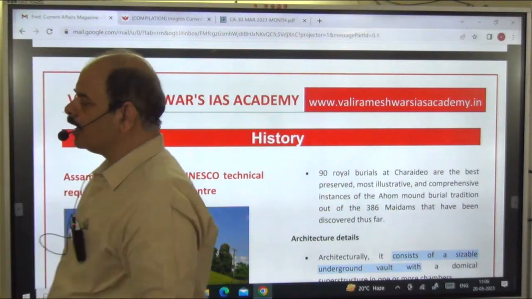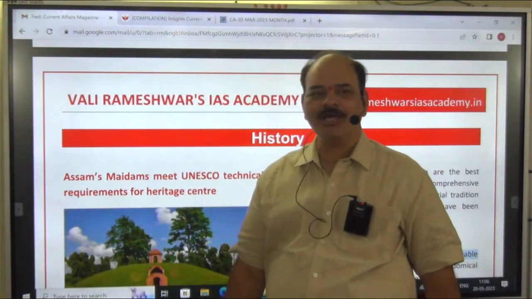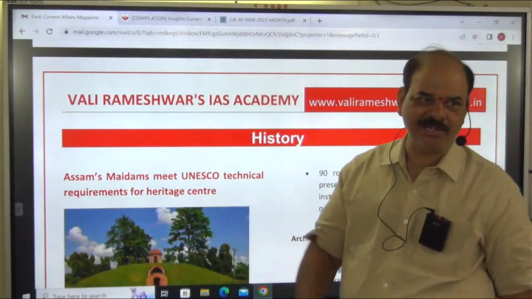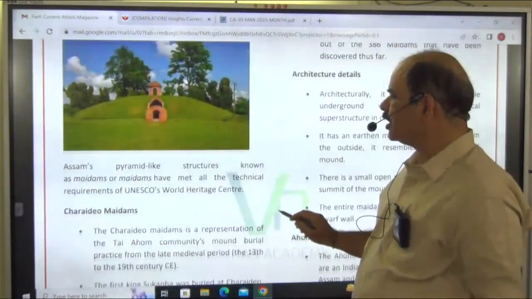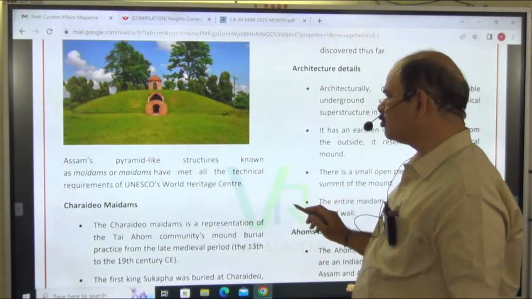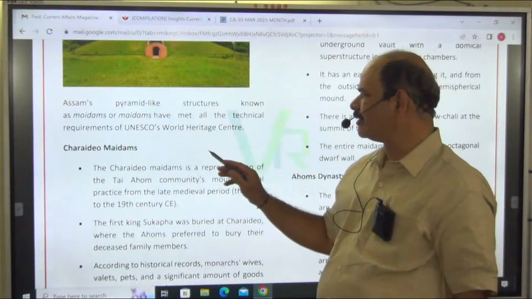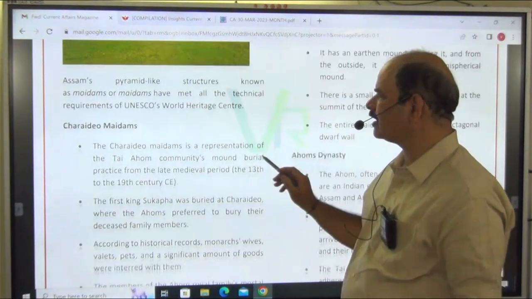Yes. They are the tombs of the Ahom kingdom, the kings of the Ahoms. Of course, Ahom is a kingdom. Assam's pyramid-like structures known as maidams have met all the technical requirements of UNESCO's World Heritage Center.